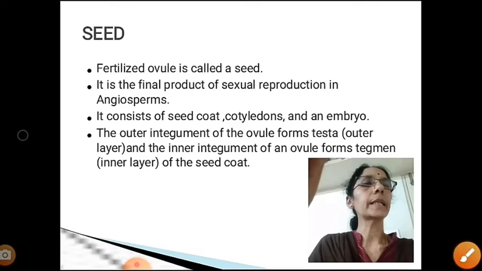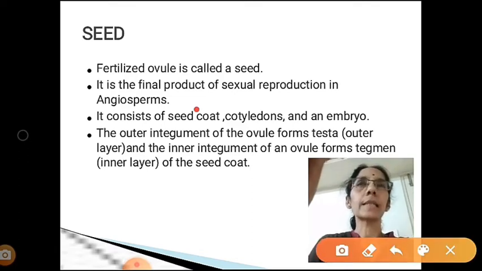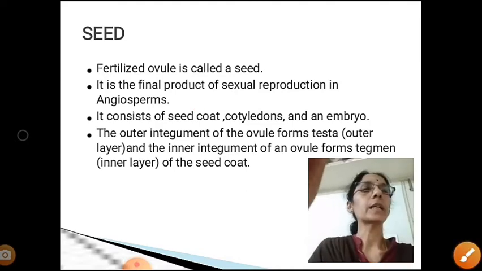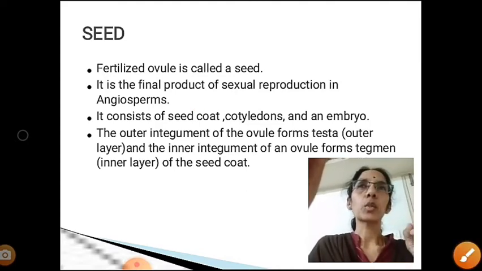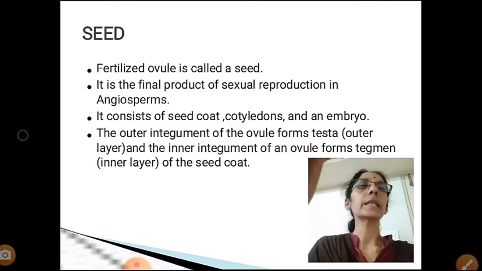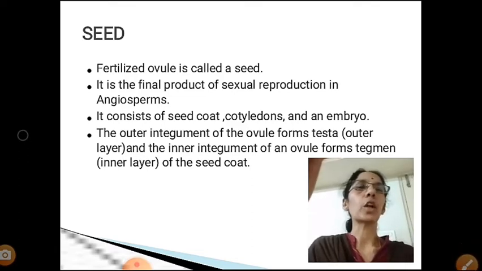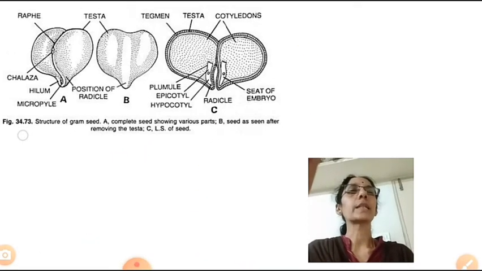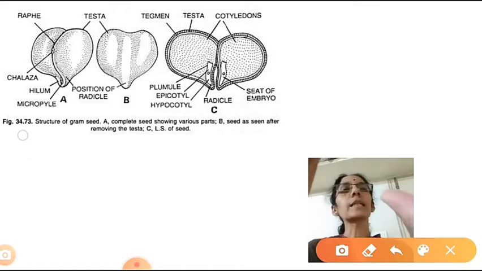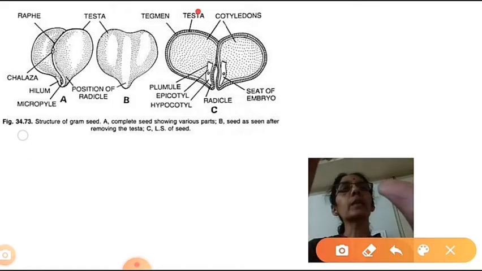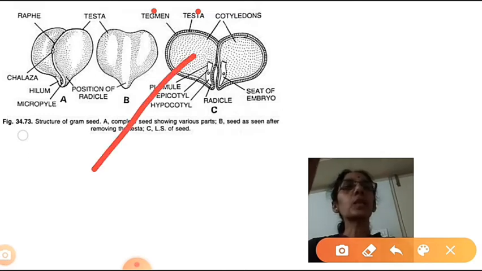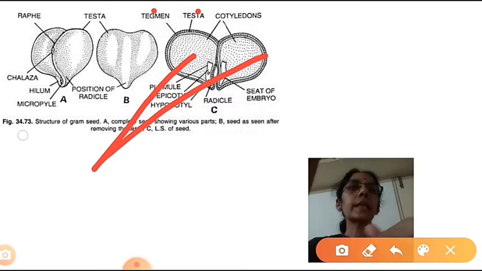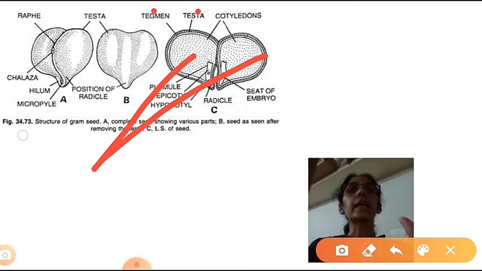Normally, a seed consists of three parts: a seed coat, cotyledons, and an embryo. If you take a dicot seed, it has two cotyledons, but a monocot seed consists of only one cotyledon. If you take the structure of a seed, here you can see the seed coat consists of two layers. The outer one is called testa, the inner is called tegmen, and it has two cotyledons. Clear? It is a dicot seed, so it has two cotyledons.